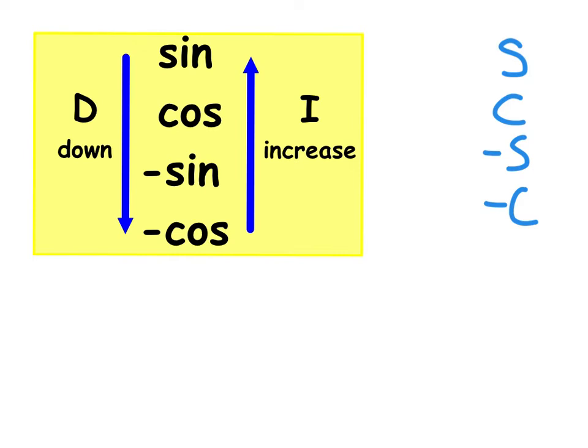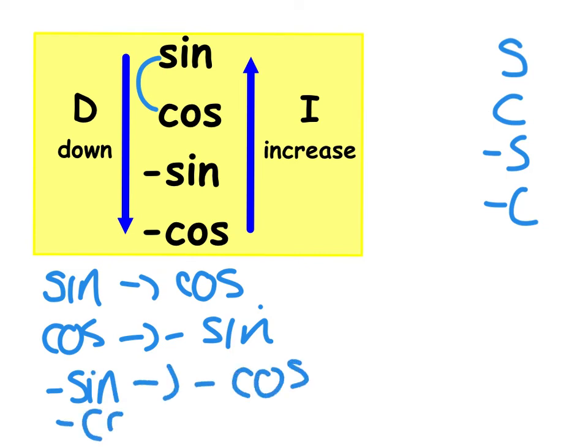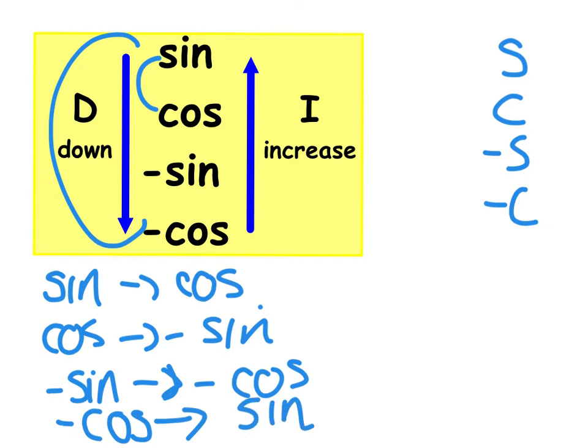So, for example, if you were to differentiate sine, sine moves down to cos. If you were to differentiate cos, it moves down to negative sine. If you were to differentiate minus sine, it moves down to minus cos. And then when you differentiate minus cos, it looks like there's nowhere to go. You just come back to the top of the list, and that gives you sine.